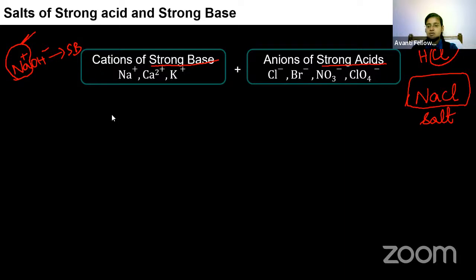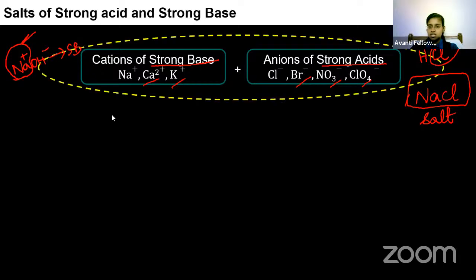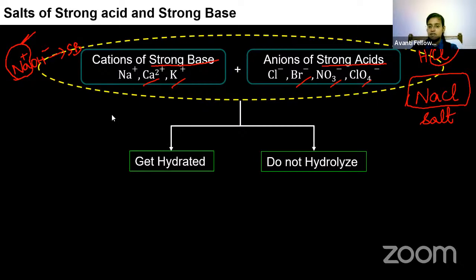Okay. So like this only, they have taken calcium 2 plus, potassium plus, and here Br minus, NO3 minus, and ClO4 minus and all. So these species combination will get hydrated, but they do not hydrolyze. So what is the difference between hydration and hydrolysis? Hydrated means, for example, if I have NaCl, NaCl can have 2 moles of H2O with it. This is called hydration. They can add water molecules with them, but they do not hydrolyze.